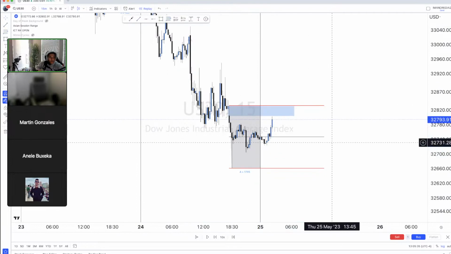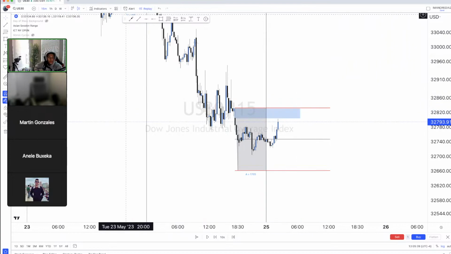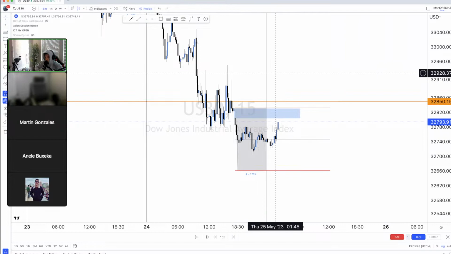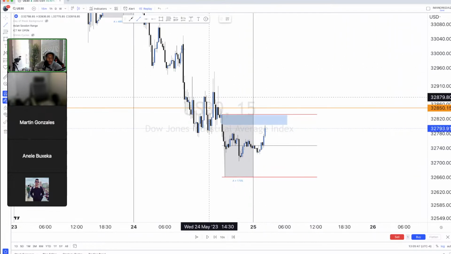Boom, Asian range high, new day open gap. We also have that 850 level right above those highs. So what I'm going to look for is a potential run higher to see price go lower. Where would I be looking at target?